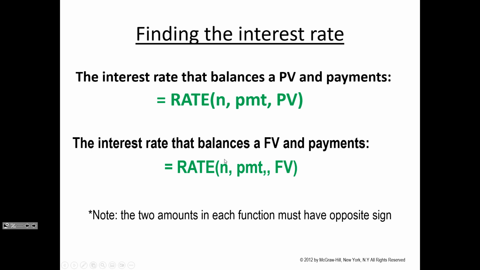So I'm not talking about the n. N is just a whole number. But either your payment has to be negative or the future value needs to be negative. One of those two values needs to be negative when you use the rate function. Either the payment or the lump sum needs to be negative.